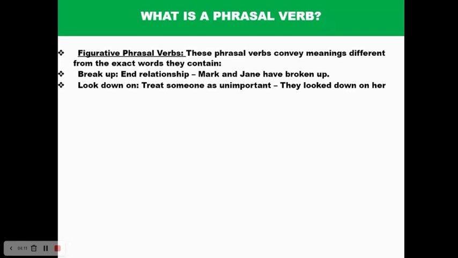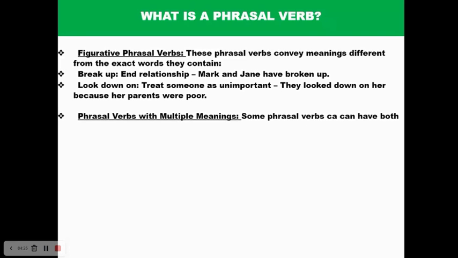Then look down on is another phrasal verb, and it means to treat someone as unimportant. For example, they looked down on her because her parents were poor. Okay? Then there are phrasal verbs with multiple meanings, which means that such phrasal verbs can have both literal and figurative meanings. Let's look at some examples.